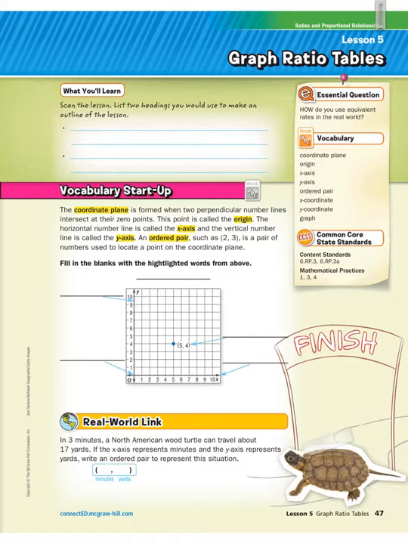Hey, this is the video lesson for Chapter 1, Lesson 5 on graphing ratio tables. In Lesson 4, you learned how to make ratio tables. Now you're going to learn how to graph them on a coordinate plane. So let's do some vocabulary.